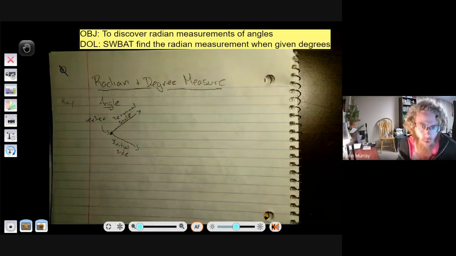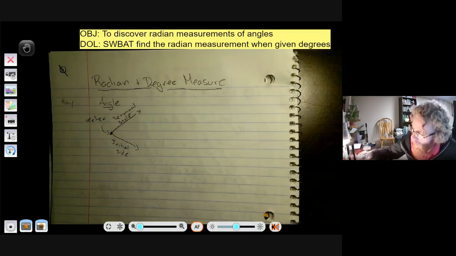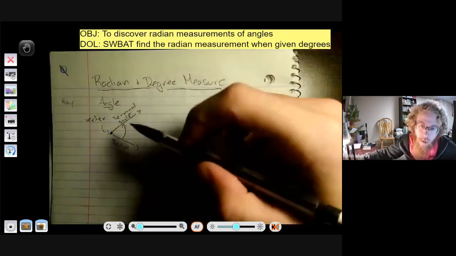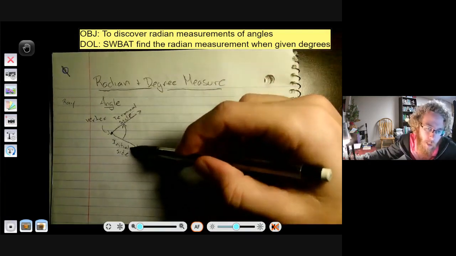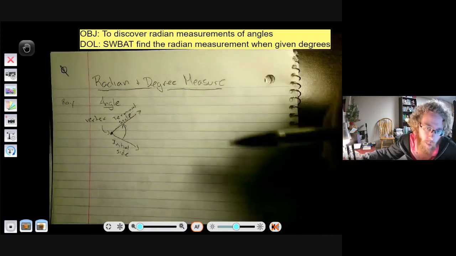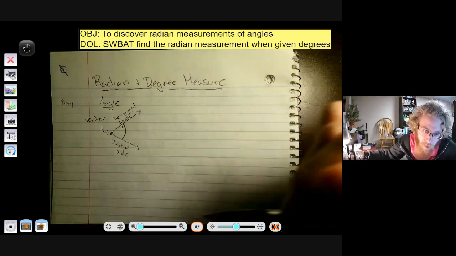And where they meet, the point that they meet, we call the vertex. So that word should be a little familiar to you. We see vertex and vertices in geometry, right? It's the corners of our shapes. So a triangle has 3 vertices, a square or a quadrilateral has 4. It's just where two lines intersect. And then we measure the angle. We start at the initial side and we end at the terminal side, right? And that's why they're named like that. The initial side is where we start and we end at the terminal. So this is your basic angle.